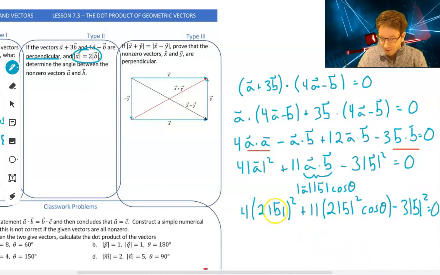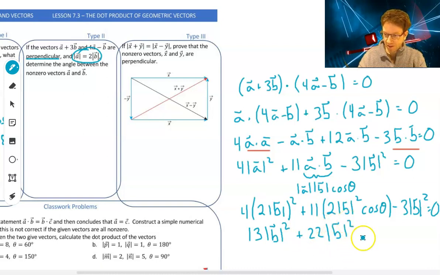Okay. So now I have 2 squared is 4 multiplied by 4 is 16. And I can actually subtract that 3 because I have 16b squared minus 3b squared. So that's 13 times the magnitude of b squared. And then 11 times 2 is plus 22 times the magnitude of b squared times the cos of theta. And we're almost done, I promise you, equals 0.